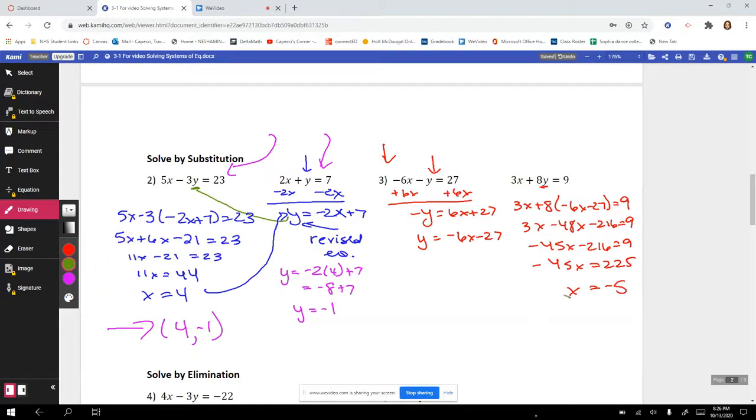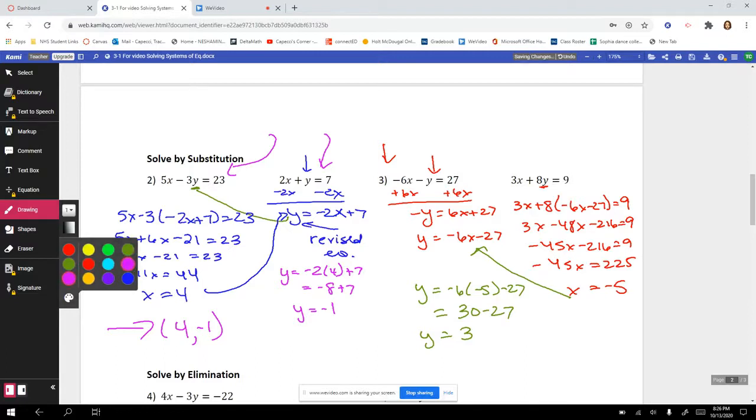Now again, my revised equation. Everywhere I see an x, I'm going to put a negative 5. So y is equal to 30 minus 27, so y is equal to 3. So my solution to my linear system is negative 5, 3. And again, if you were to graph that, that's where they would intersect.